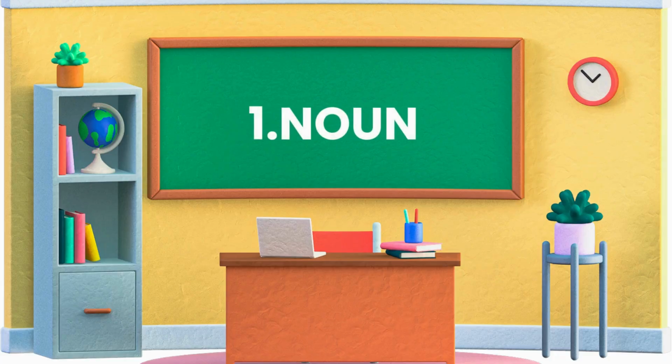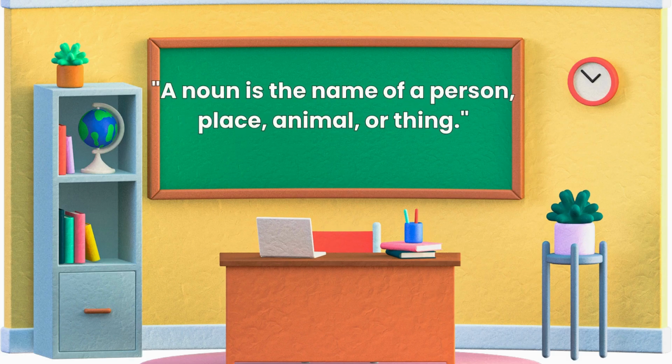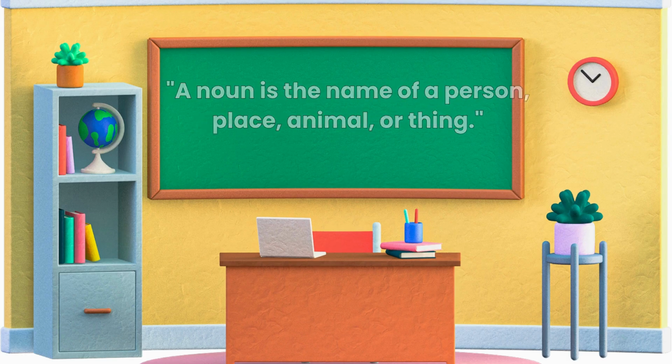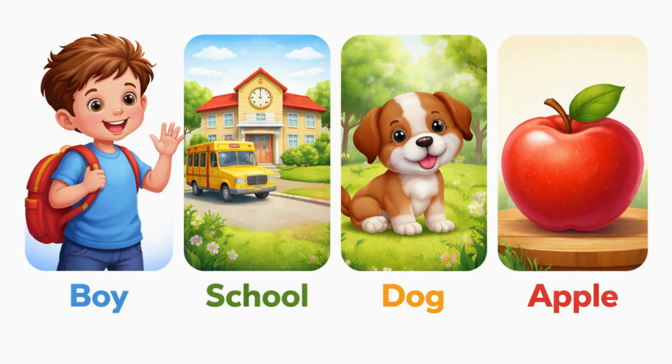First one, noun. A noun is the name of a person, place, animal or thing. Example: boy, school, dog, apple. Example of sentence: this is a dog.